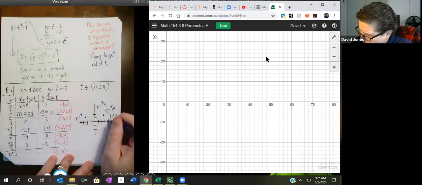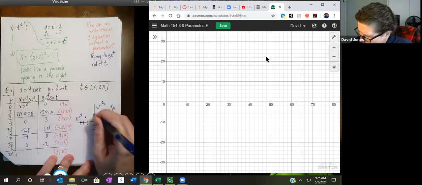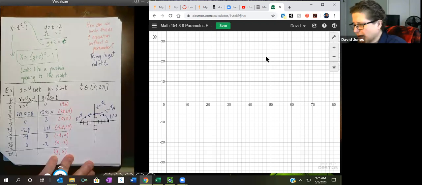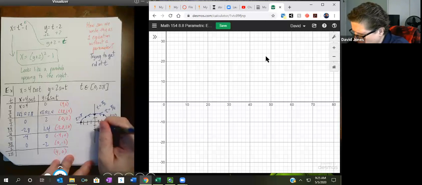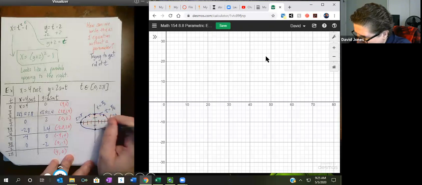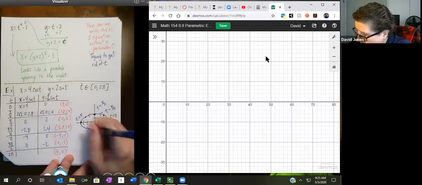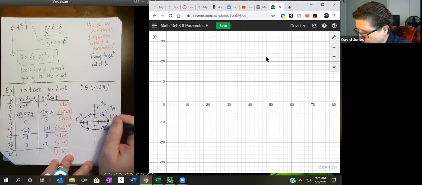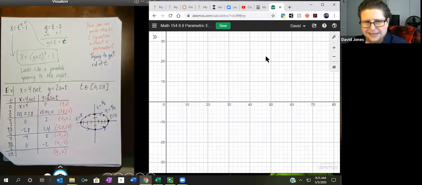So it looks like it's going like this, and the direction of travel is that way, counterclockwise. And then we get 0, negative 2, and we're back around. It looks like it's doing this. There's no reason the shape changes on top. What does that look like? Looks like an ellipse, right?